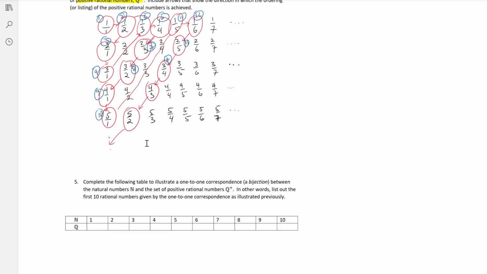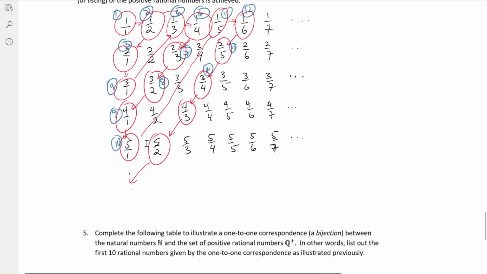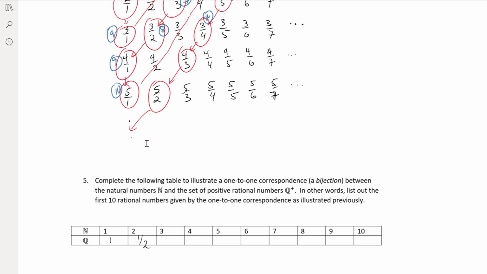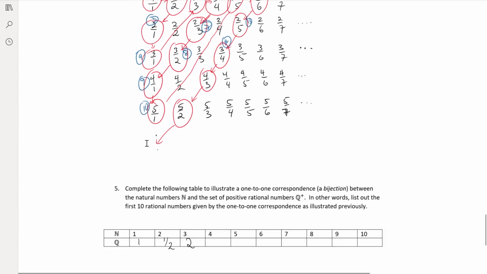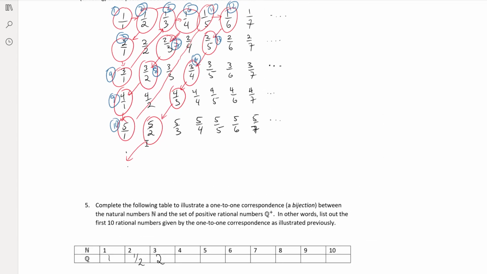Let's see. First value is actually 1, right? And the second value is 1/2. 1, then 1/2, then 2. And then the fourth value is 3, right here. The fifth value was 1/3. Sixth value, 1/4.